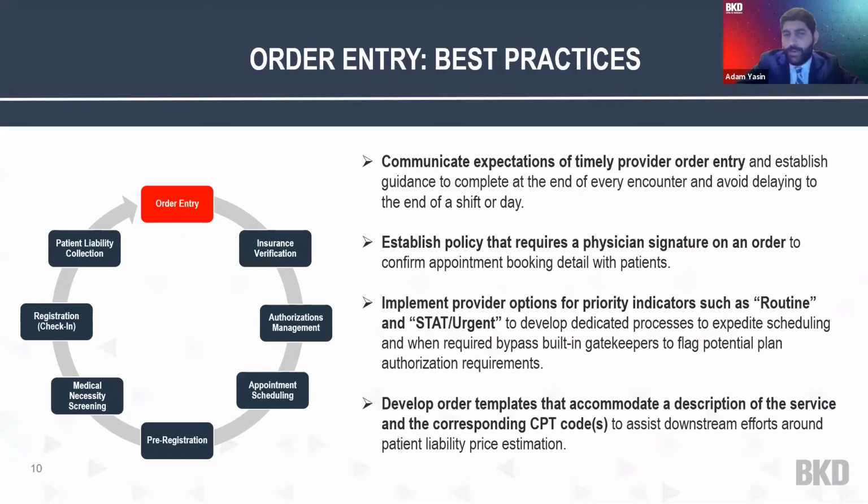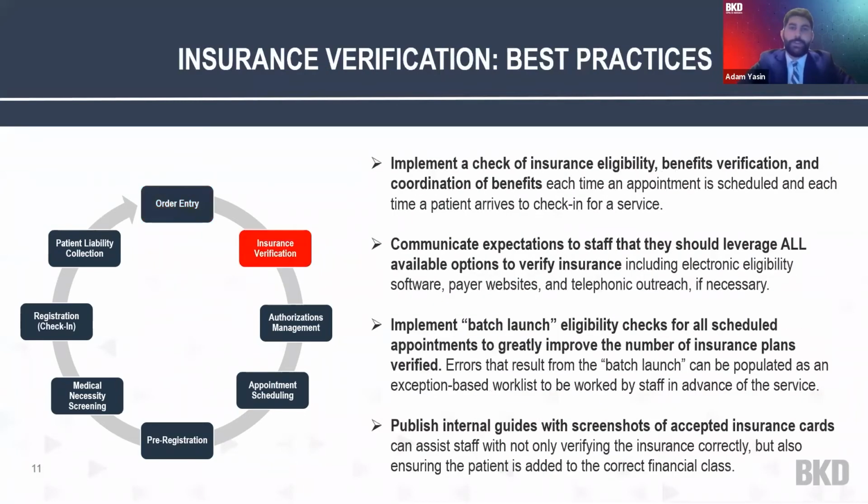Lastly, order templates. So you want to develop order templates that accommodate a description of the service and the corresponding CPT code. We often see with a lot of clients that we work with that oftentimes the orders will come across as a description, like MRI of the hip. But for downstream pre-registration function and really robust patient estimation, we really need to know the CPT codes that are going to be performed. And oftentimes this is achievable. The order templates can accomplish that by making sure that you have a corresponding CPT code for every description in your order set. So next slide, we'll talk about insurance verification.